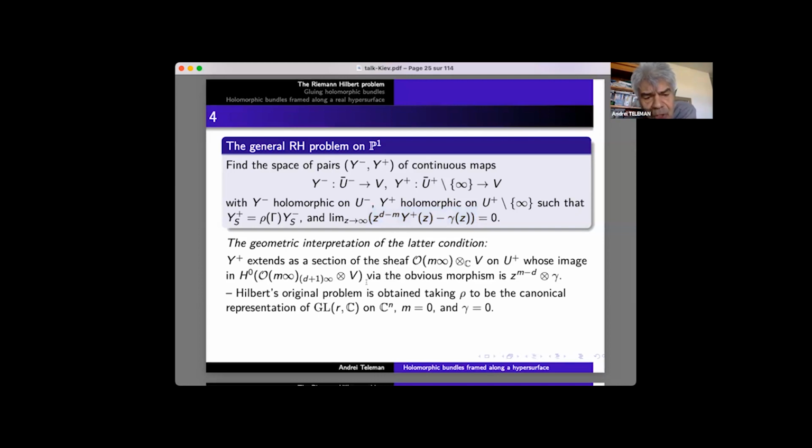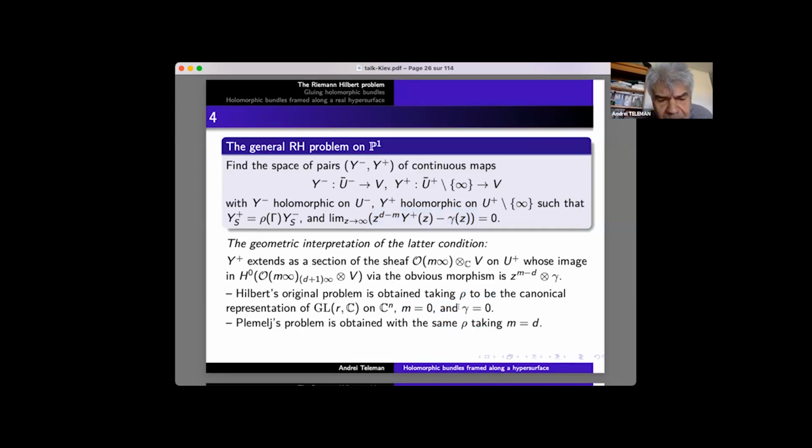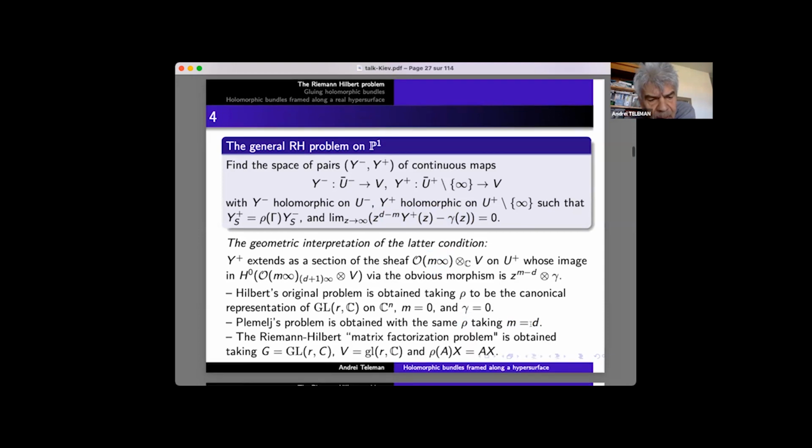Okay, now Hilbert's original problem is obtained taking rho to be the canonical representation of GL(n,C) on C^n, taking m equal 0 and gamma also the zero polynomial. With these choices, one gets exactly the original Riemann-Hilbert problem. The Plemelj problem is obtained with the same rho by taking here m equal d. In this case of the twisting sheaf, the twisting index m coincides with the degree of the polynomial, and then one gets exactly the Plemelj problem.